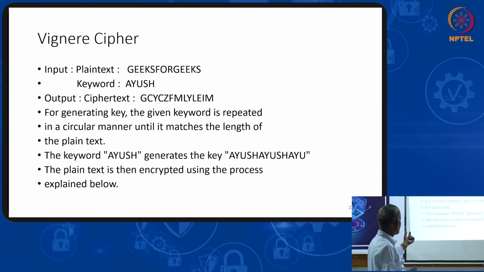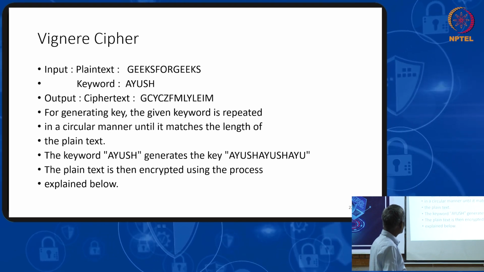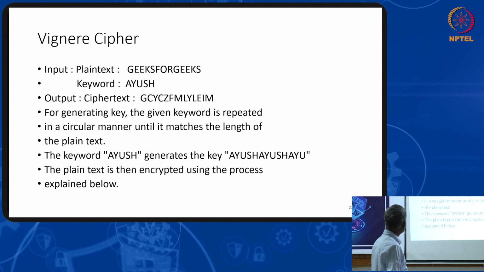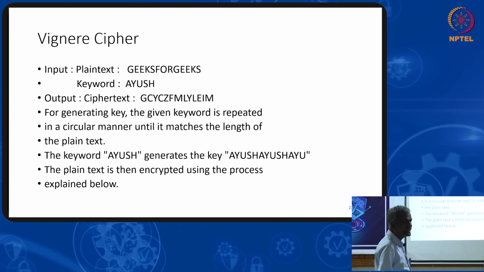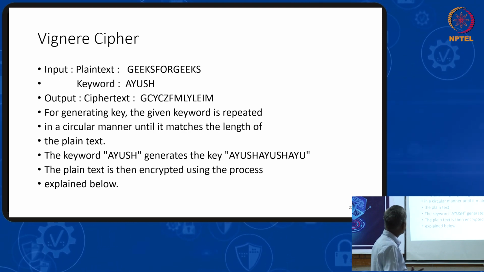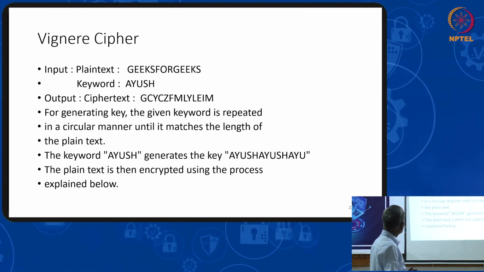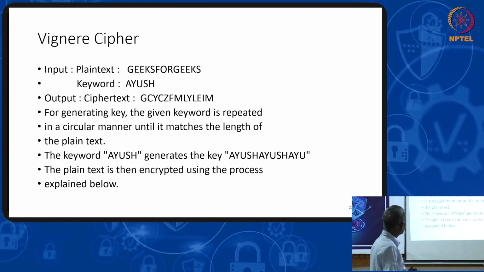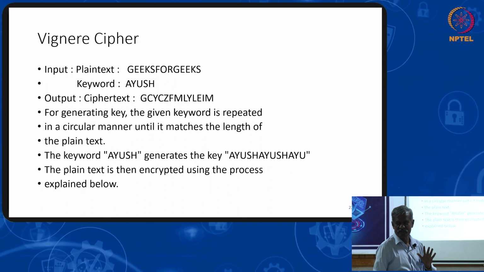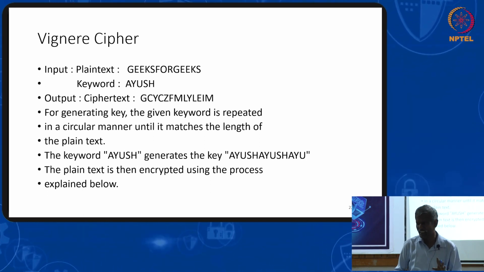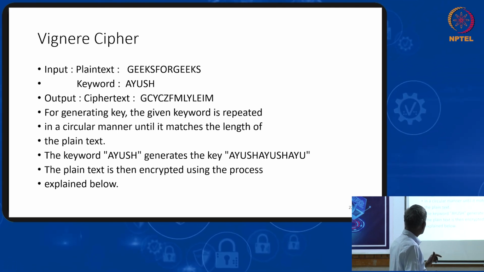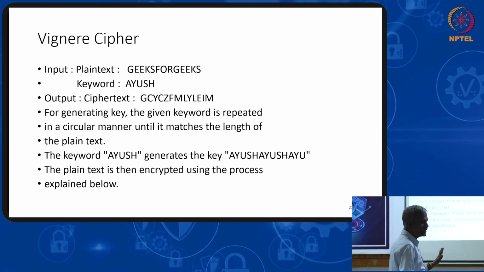What is the length of the plain text? "Jigs per jigs". How much is the length? 12, no? What is the length of the plain text? 13. So "IYU" is only 5. So even if you write 5 times, 2 times "IYU", it is only 10. So "IYU", then once again "AYU".